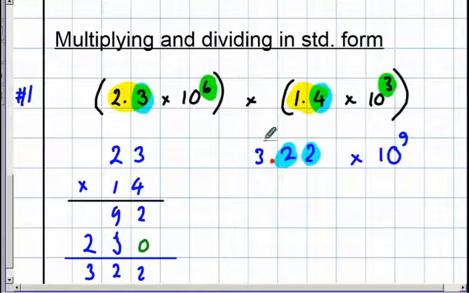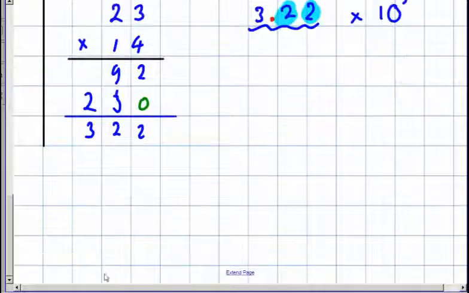And then double check. Is my answer in standard form? Is that between 1 and 10? It is. So there you go. Let's go through that again, where we have to do a little bit of extra work. Here you go.